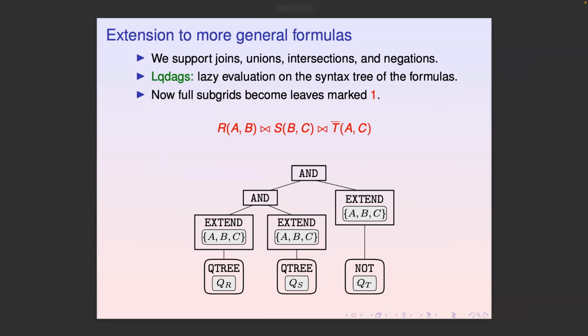Okay, for extending to more general formulas, we first show how to support, apart from joins, unions and intersections, which are easier than joins, right? You don't have to extend unions and negations. And for that, we extend the QDAG with the concept of lazy QDAG, which are basically the syntax tree of the expression, right? We have, for example, here, R join S join not T. So this is the syntax tree of what you have to do. You have to extend the quadtree of R to ABC, extend this one, do the AND, negate the one of T, extend it, and then do the AND.